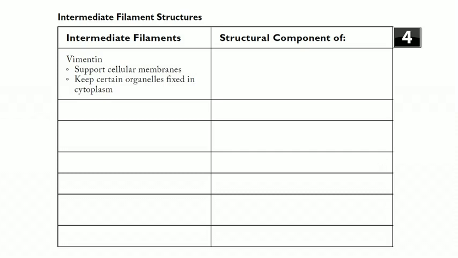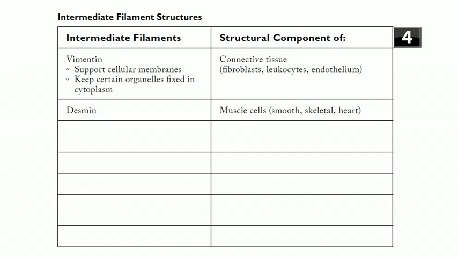So vimentin is an important structural component of connective tissue, including fibroblasts, leukocytes, endothelium, that sort of thing. It's going to provide a strong support for the cellular membranes, and it keeps certain organelles fixed within the cytoplasm. So vimentin is a pretty strong type of intermediate filament. The next one's desmin. Now desmin's found in all types of muscle cells, smooth muscle cells, skeletal muscle cells, cardiac muscle cells. Cytokeratin is found in epithelial cells.